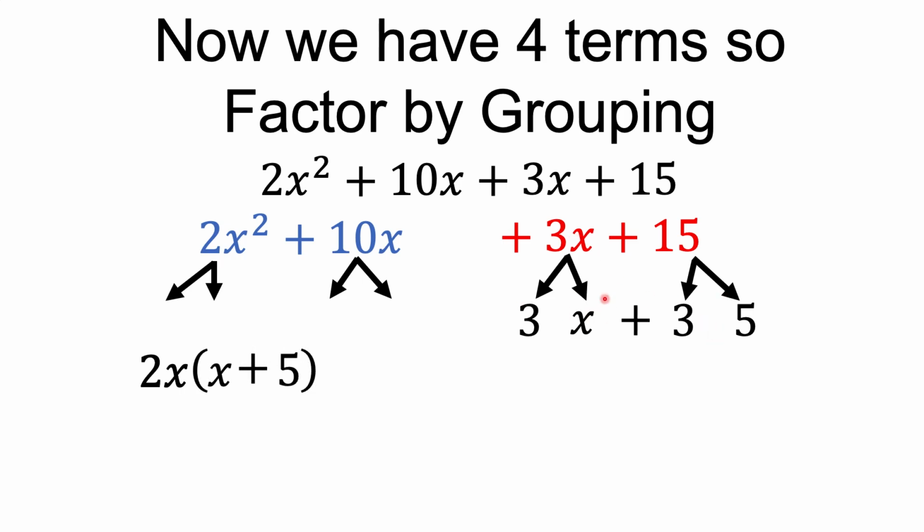Again, you don't have to do this side like this. You can just say, okay, I got an x plus 5 group over here. What number has to be outside for the x plus 5 group to make the 3x plus 15? And it should be a 3, okay?